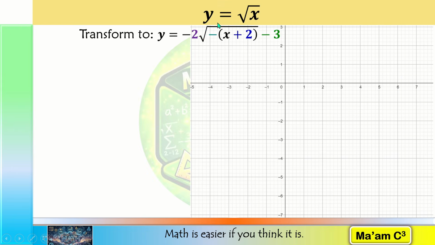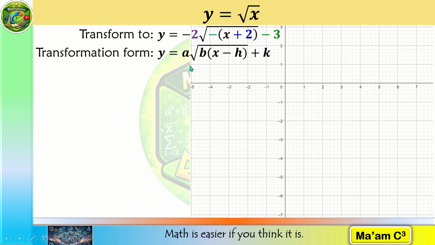We're going to transform y is equal to square root of x to y equals negative 2 times the square root of negative quantity x plus 2, minus 3. Let's recall our transformation form. From here, we can easily identify that our a is equal to negative 2, our b is equal to negative 1, our h is equal to negative 2. Why? Remember that it should be x minus h. So we're going to transform this to x minus negative 2. h will be negative 2. And our k is equal to negative 3.